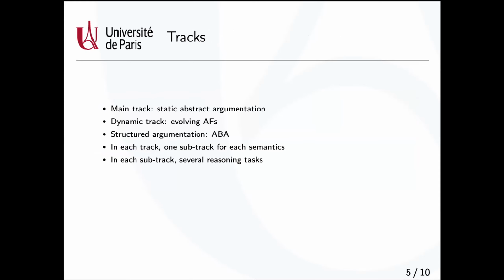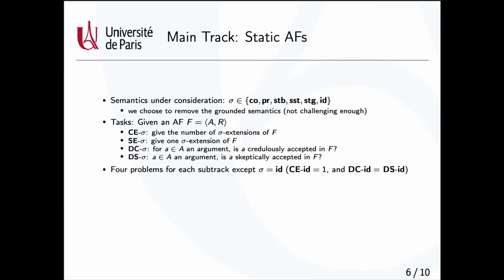Regarding the competition, we will, of course, keep the same tracks that were introduced on the previous competition. So what I call here main track will be static reasoning with abstract argumentation frameworks. In the dynamic track, we'll have evolving AFs. So an AF can be updated with new arguments, new attacks, and so on, or removing arguments or attacks. And of course, a sub-track about structured argumentation. For each track, we will define a subtrack for each semantics. And each subtrack is made of several reasoning tasks. So I will now give a bit more details about that.